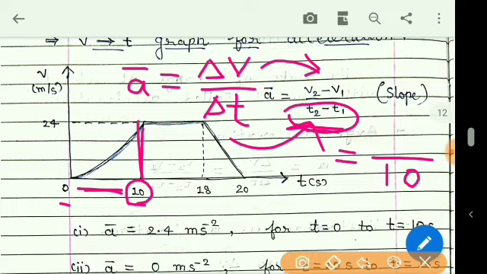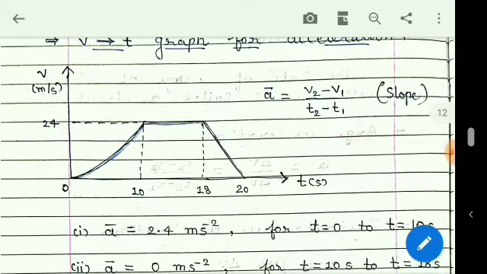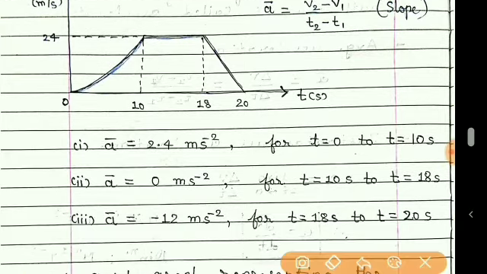And what is the difference in the velocity for this much time? It is final velocity minus initial. So 24 minus 0 is 24, and so 24 divided by 10, you will get 2.4. So the acceleration, that is the average acceleration during the time interval 0 to 10 second, is obtained to be 2.4 meter per second squared.